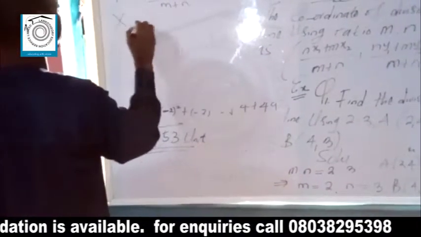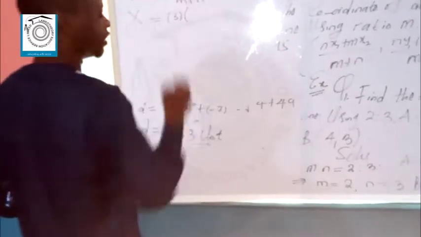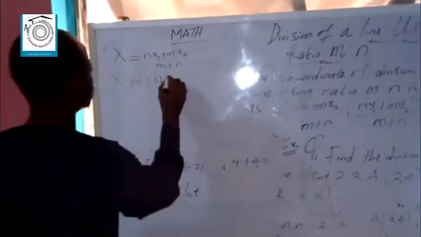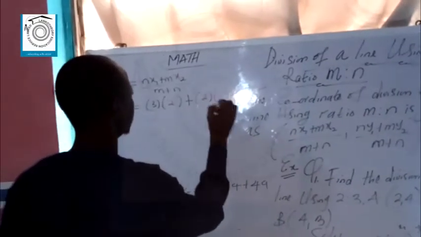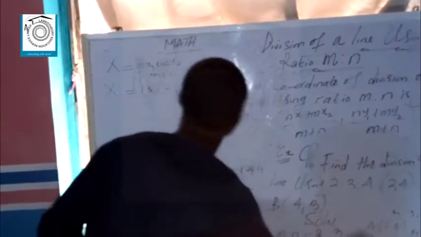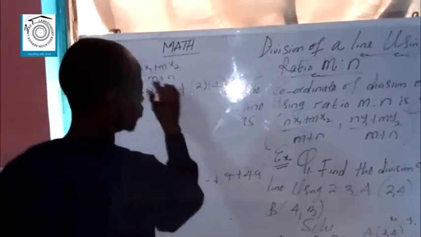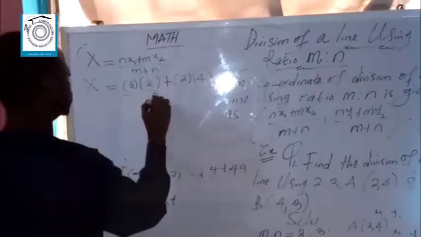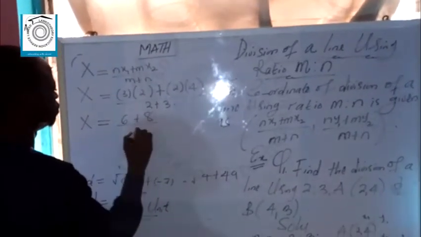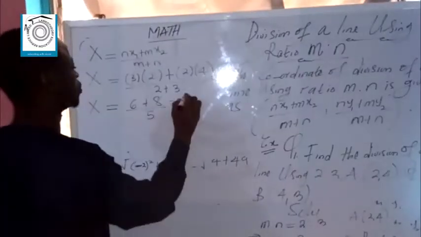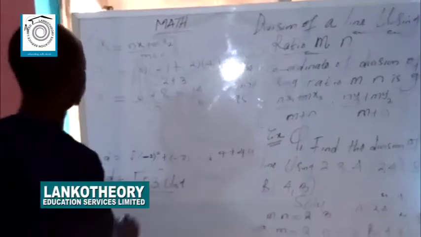If I do that, x is equal to, what's our n? Our n is equal to 3, multiplied by the value of x1, which is 2, plus m, that is 2, multiplied by x2, that is 4, everything divided by m plus n, that is 2 plus 3. Through substitution, x is equal to 3 times 2, 6, plus 2 times 4, 8, over 2 plus 3, which is 5. 6 plus 8 is equal to 14 upon 5. So you can see the coordinate of x is determined as 14 upon 5.